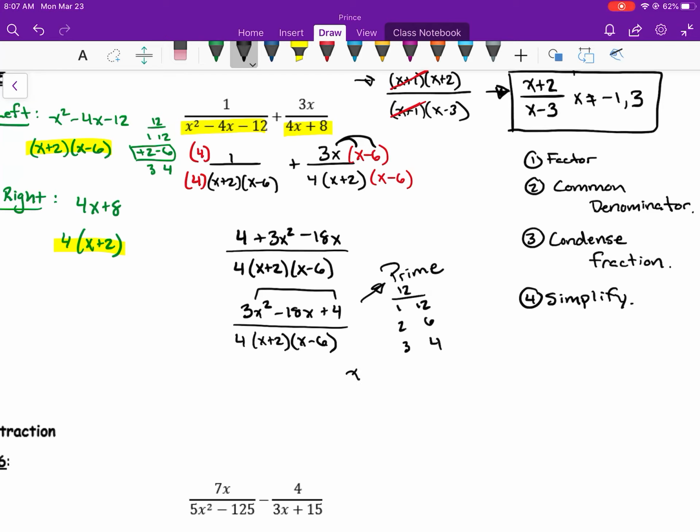Okay, so x can't equal, from the bottoms, -2 and +6. Final answer.